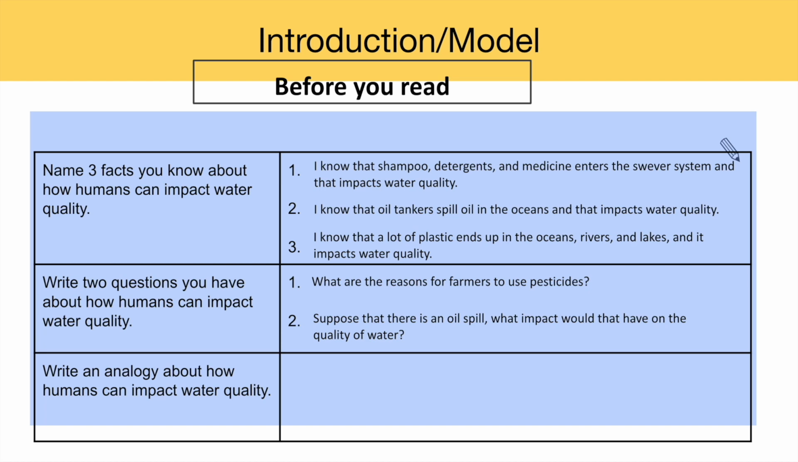Finally, write an analogy about how humans can impact water quality. Now, an analogy compares 2 things. So, I'm going to compare polluted water to polluted air. Polluted groundwater is like polluted air. We can get sick if we ingest it.